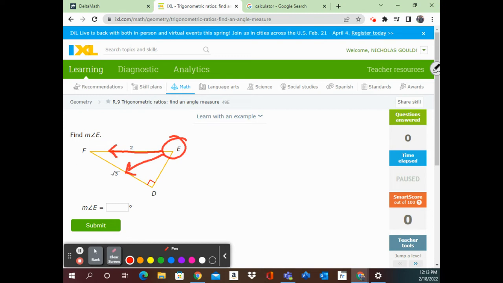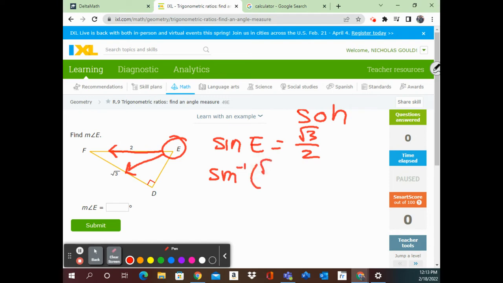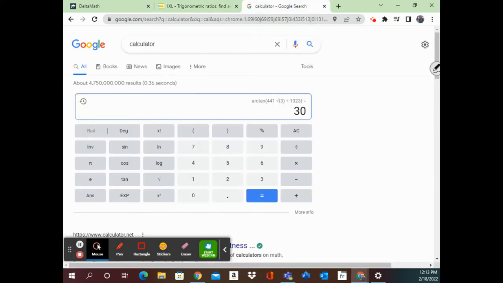Opposite and hypotenuse will give us the sine function. So we have sine of E is equal to square root of 3 over 2. Then what we do is we take the sine inverse of square root of 3 over 2, and that will give us our angle measurement E. Again, we're going to use our trusted calculator for this part, and we're going to go inverse sine square root of 3 divided by 2.